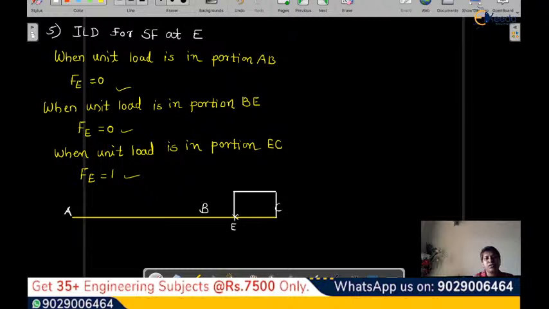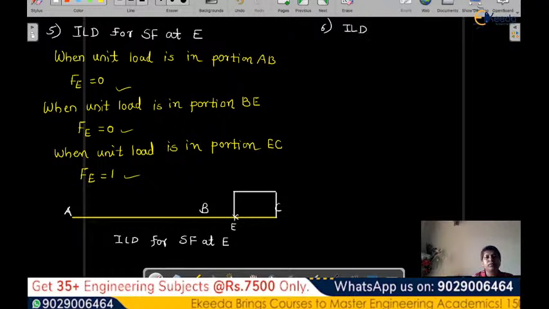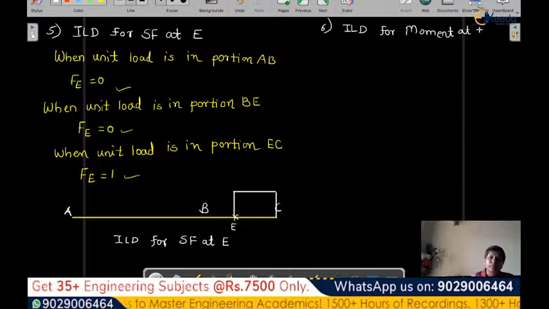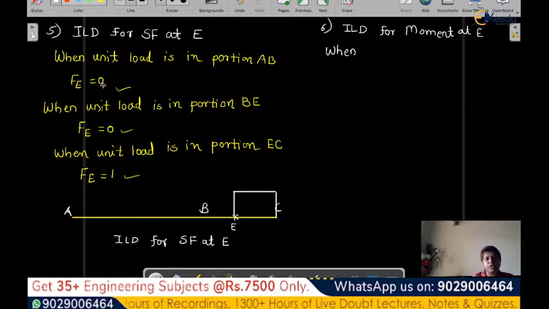So this is the influence line diagram for shear force at E. Now the last part of the problem is the influence line diagram for moment at E. Here again, when the unit load is in the AB portion and the BE portion, the shear force was 0.